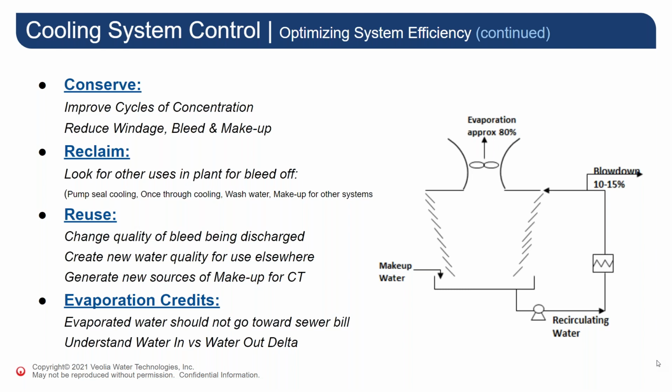Reclaim is an option that Veolia does a lot of, where other water used in the plant can be treated and then repurposed elsewhere. A good example is using RO concentrate as a cooling tower makeup source. If the RO feed water is softened, the concentrate can be sent to the cooling tower instead of the sewer. Or wastewater effluent can be cleaned up and used for boiler and cooling water makeup.